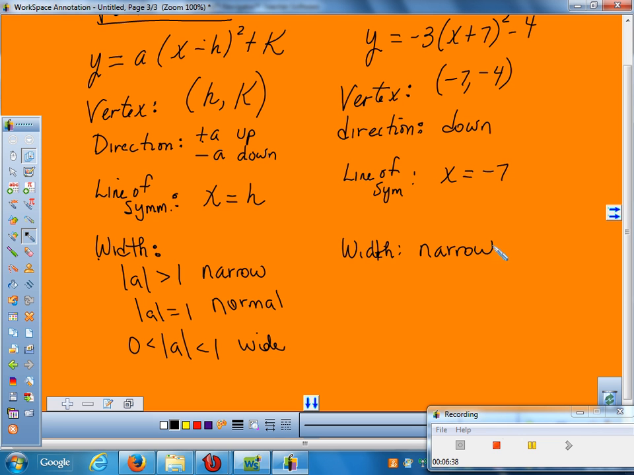On the top section of your worksheet, the first 6, that's all you're supposed to do, is just list those 4 things. You don't have to draw the graphs of them. Just list the vertex, direction, line of symmetry, and the width. Okay. The bottom 4 on that worksheet, you actually are going to graph. So we're going to graph another 1 or 2 by hand to make sure you've got it.